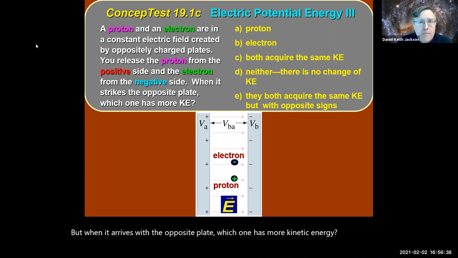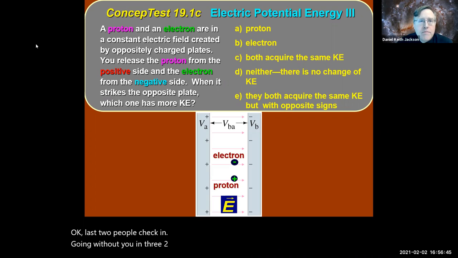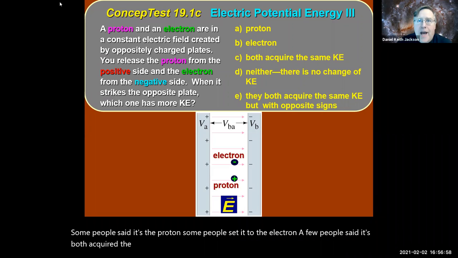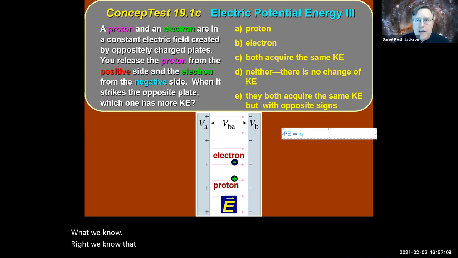Okay, last two people check in. So we've got you in 3, 2, thank you. Okay, so we were all over the map here. Some people said it's the proton, some people said it's the electron. A few people said both acquire the same. So let's take a moment and look at what we know. We know that PE is equal to QV. So both charges have the same voltage. Both charges have the same Q, right? So their potential energy is the same.